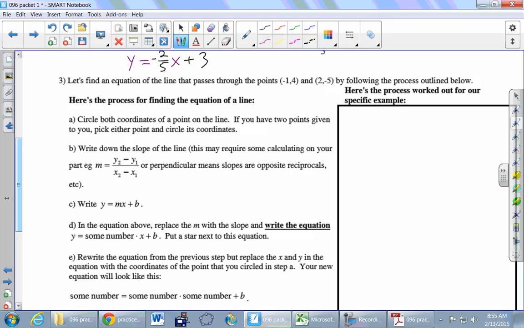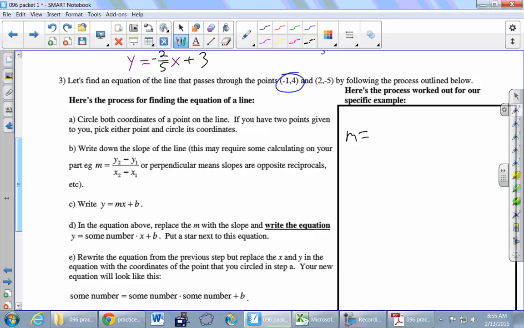Okay, so it says circle both coordinates of a point on the line. If you have 2 points given to you, pick either point and circle its coordinates. We have 2 points. I'm just going to circle one. Doesn't make any difference which one we pick, but let's all pick the same one. I'm choosing the first one. Part B says write down the slope of the line. Sometimes there's work involved in finding the slope of the line. Let's do the work in this case.